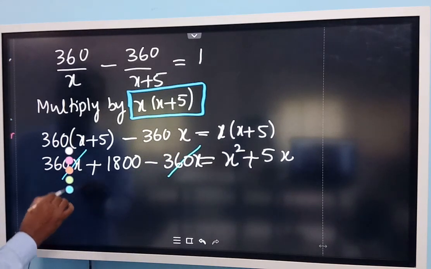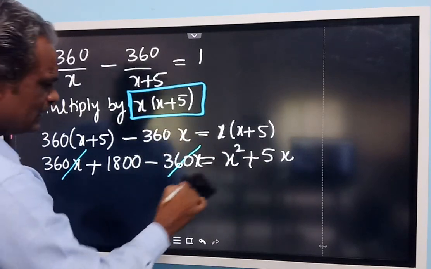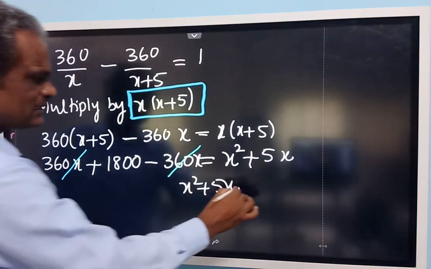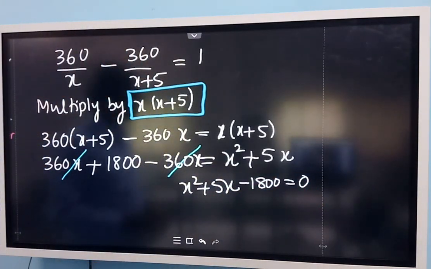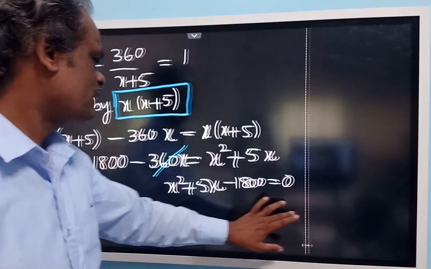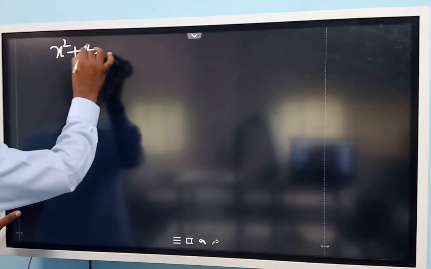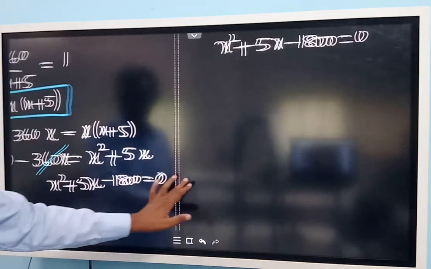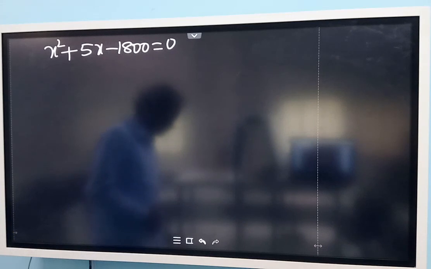So whatever remains, let us write. I am going to transfer this 1800 to the right side now. I will keep this x square as it is, 5x as it is. Transfer 1800 to the right side, minus 1800 is equal to 0. Now we need to factorize this one. x square plus 5x minus 1800 is equal to 0. So find out all possible factors or use the formula method, whichever is convenient, and find the solution.